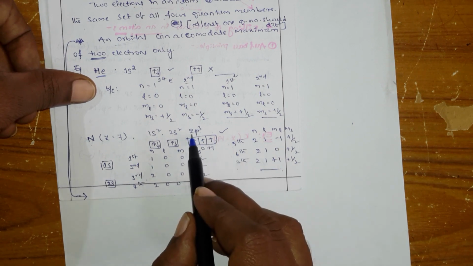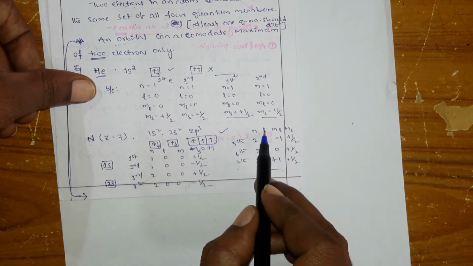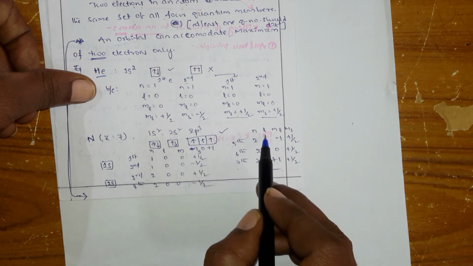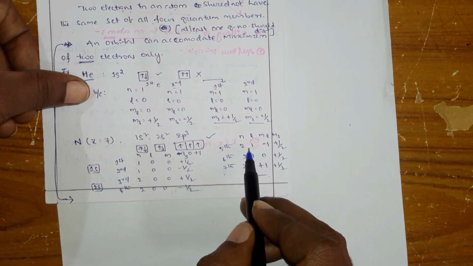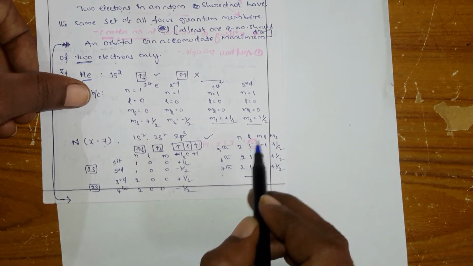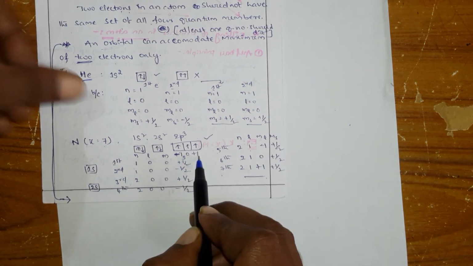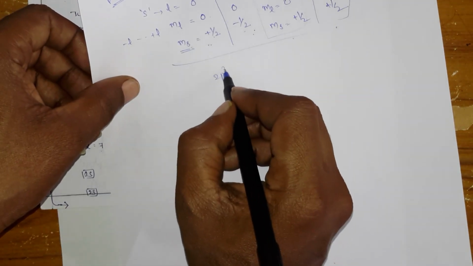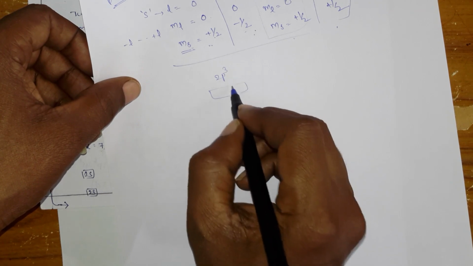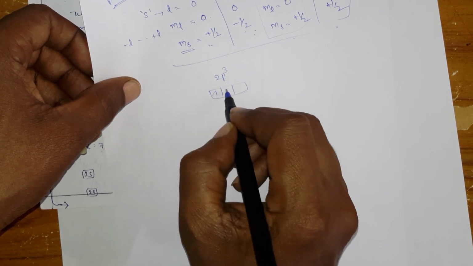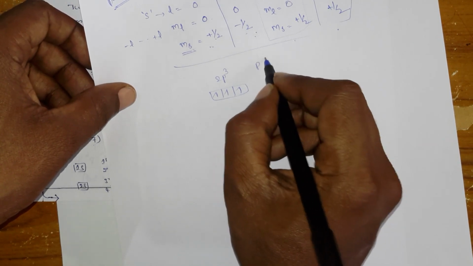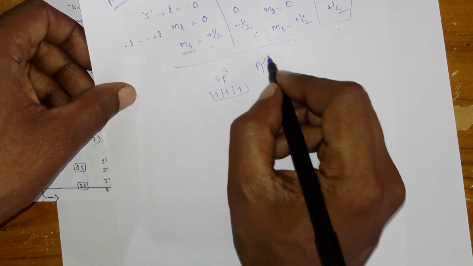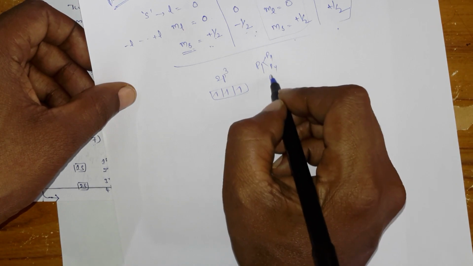What is the n value? It is 2p, so n is 2, it is p, so the l value is 1. And ml, you know that for this l value, the ml value is minus 1, 0, plus 1. Just I am writing 2p3. Here I am taking like this. And you know that p orbitals are 3 types: px, py and pz.